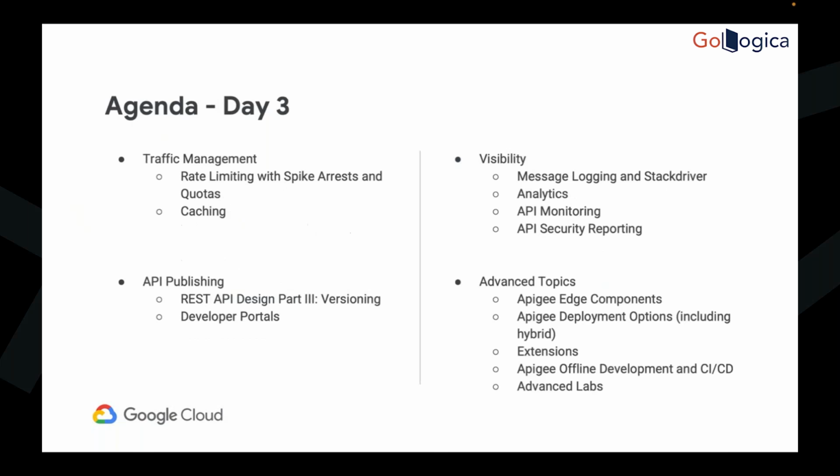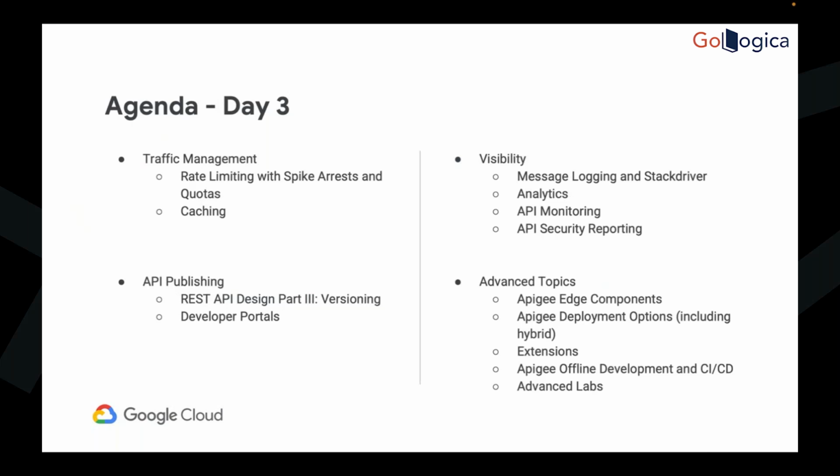In the final 8 hours we'll have four chapters. We'll start with traffic management, where we will understand rate limiting with spike arrays and quotas, and caching, and we will have labs as well. And then we'll have the API publishing part, where the developer portal comes into the picture. We will see the concept of the developer portal, why we need it, how it works, and how we can make it easy for the consumer. And we will also see the versioning of APIs, and the best ways to do versioning. So this will be chapter number 8. Labs will be till chapter number 8 only.